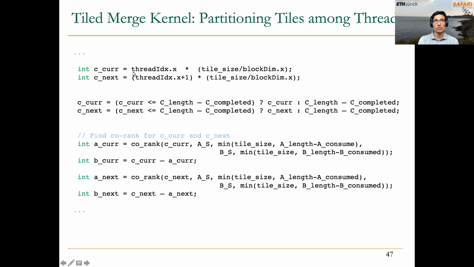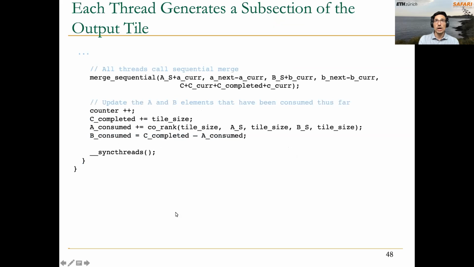So for each thread with a given thread ID, the subsection of the output array C that is assigned to them is given by this C current and this C next, and using them, each thread individually finds the corresponding co-rank values. In this case, A current, B current, A next, and B next. And by using them, the thread can perform the sequential merge on the subsection that was assigned to it. After that, we update the corresponding variables that we are using to control the access to the data structures.